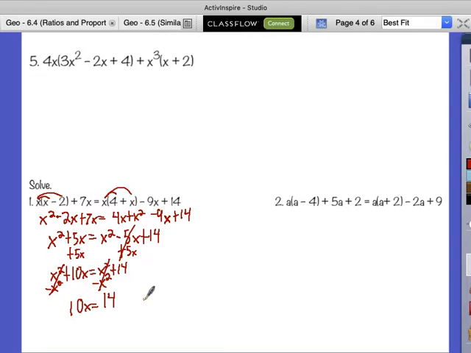Okay, now what do we do to solve? Divide by 10. x equals 14 over 10. Can this simplify? Yes. Divide by 2: 7 over 5. And I'm okay with just leaving that as a fraction.